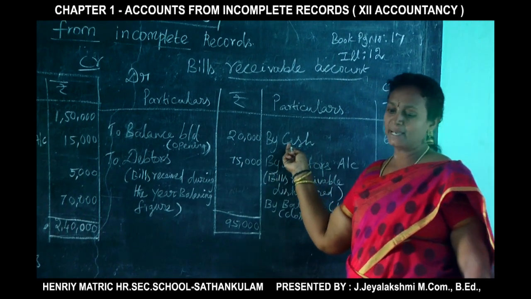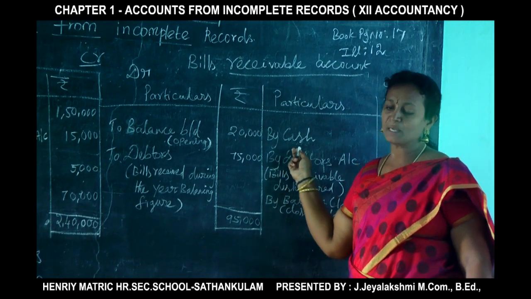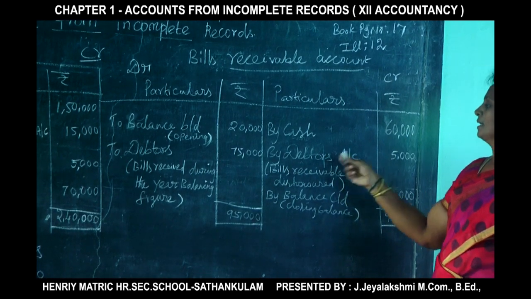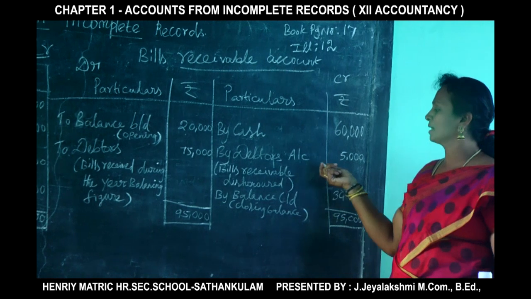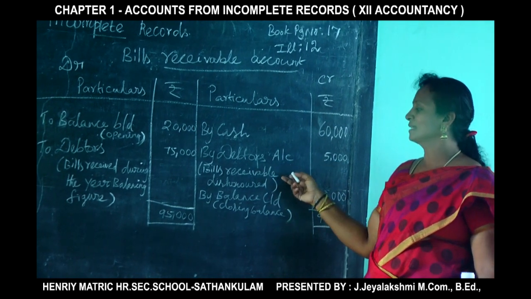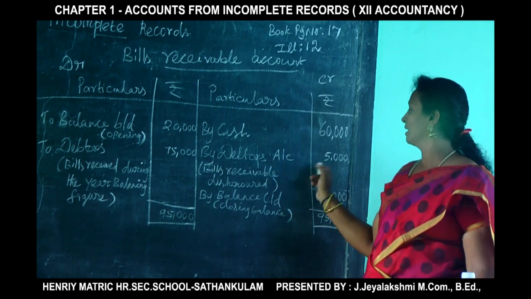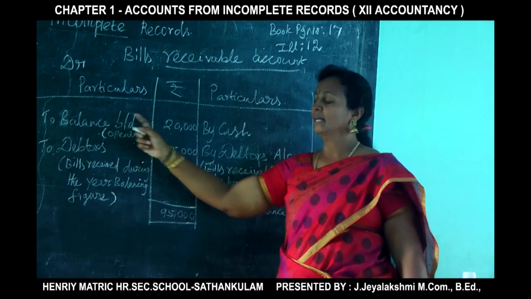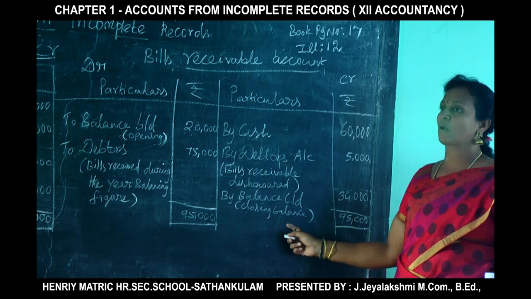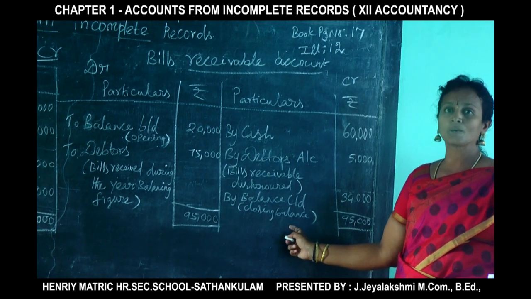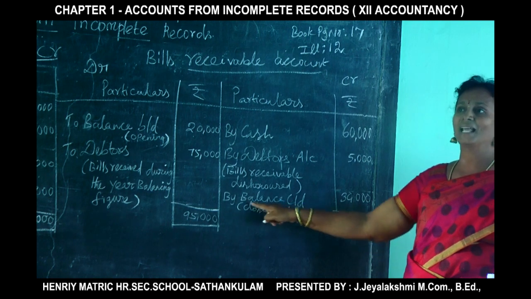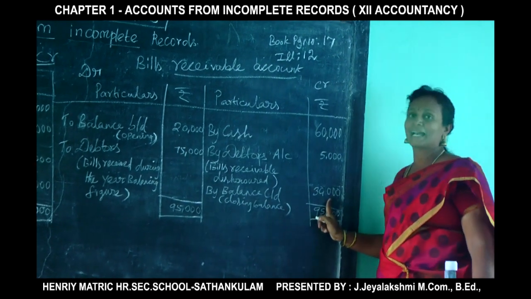Then by cash, the cash received from the bills receivable, we always write on the credit side. Then by debtors account, bills dishonored is already given, so that amount is written. Here we have written the opening; in the same way, crosswise, we have to write the closing balance as by balance carried down. So we write 30,000.